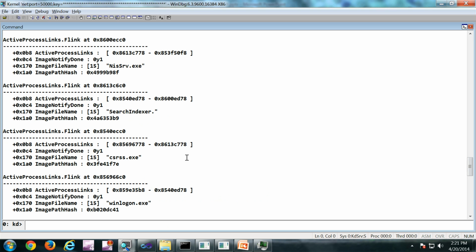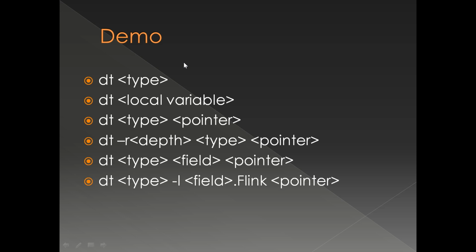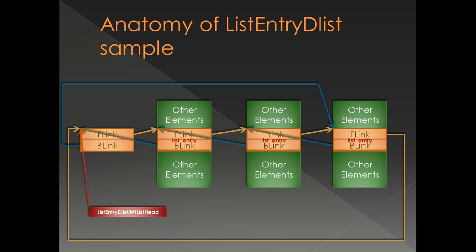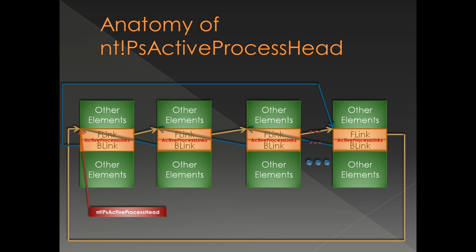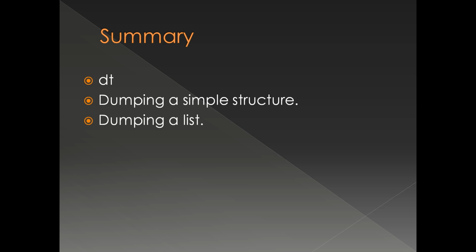This example we have just done is given in the debugger documentation of DT, so feel free to have a look at that as well. We have seen all these forms of DT. We have found the difference between ListEntryDList and a typical Microsoft implementation. So coming to the summary, the DT command is normally used for dumping out a particular memory region interpreted as a type. Also we have seen how to dump out a list, ListEntryDList, using the DT command. That's it. Thank you very much.